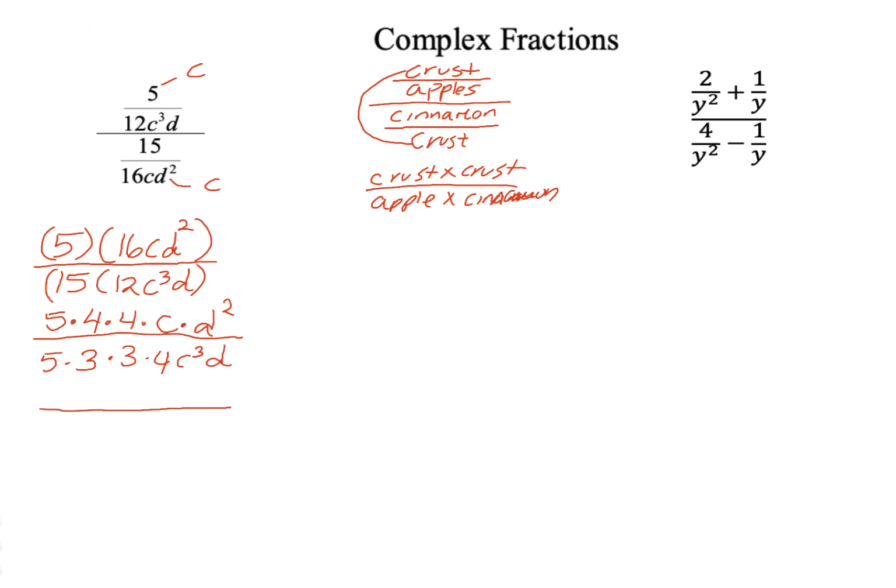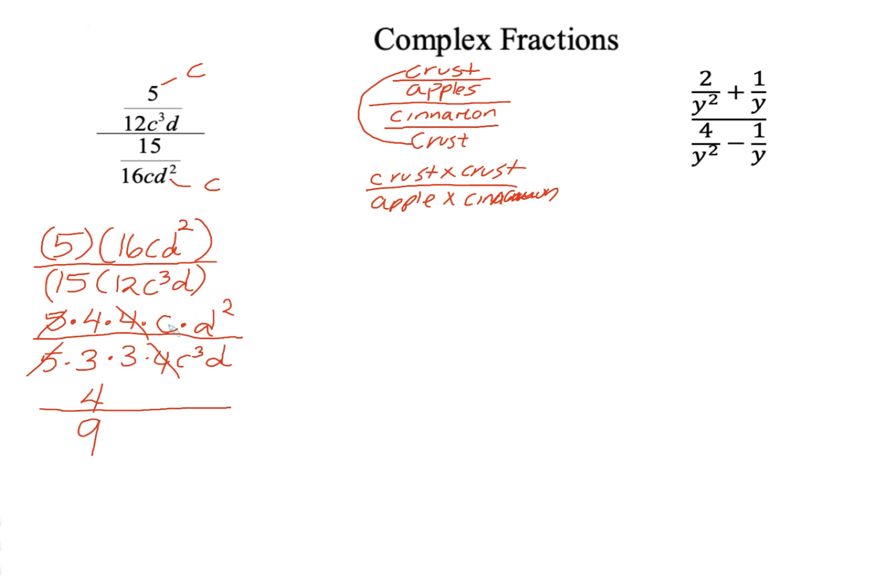I'm going to begin canceling. These 5's cancel each other out. This 4 cancels itself out. So in the numerator for my integer, I'm just left with a 4. And in the denominator, I'm left with 3 times 3, which is 9.